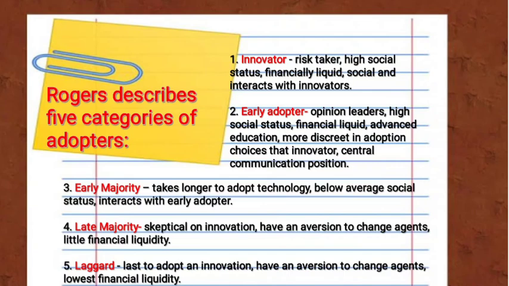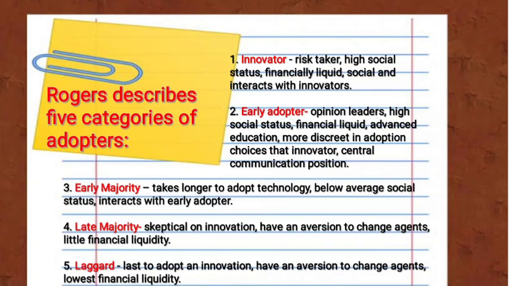And the third category, we have the early majority. So, it takes longer to adapt to technology, below average yung social status nila, interacts with early adopters. So, meaning to say, si early majority, ito yung panahon na medyo dumarami na as in like, ang dami nang gumagamit ng iPhone 16 Pro Max. Medyo, hindi naman sa luma na, but majority of the users are now using the iPhone 16 Pro Max, for example.